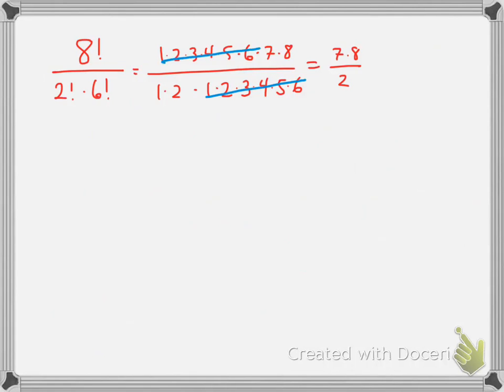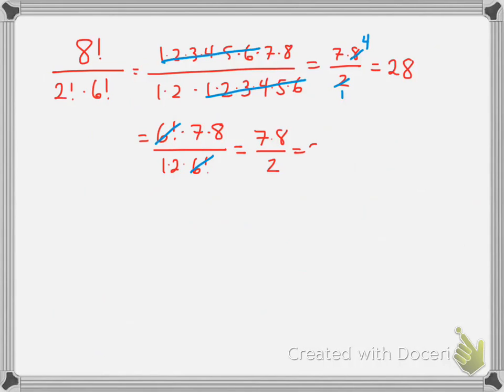Now 2 goes into 8 4 times, so we get 4 times 7, which is 28. Another way to think about this is I can rewrite 8 factorial as 6 factorial times 7 times 8, and then leave the 6 factorial, or expand out the 2 factorial and leave the 6 factorial. Then I can just reduce the 6 factorials, and I don't have to write as much. I have 7 times 8 on top and the 2 on bottom, which is the same as 28. So it's just a quicker way of reducing.